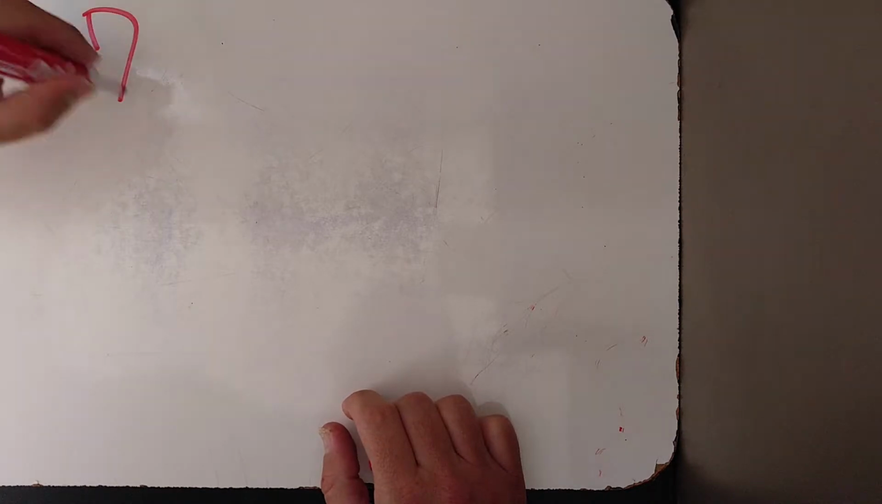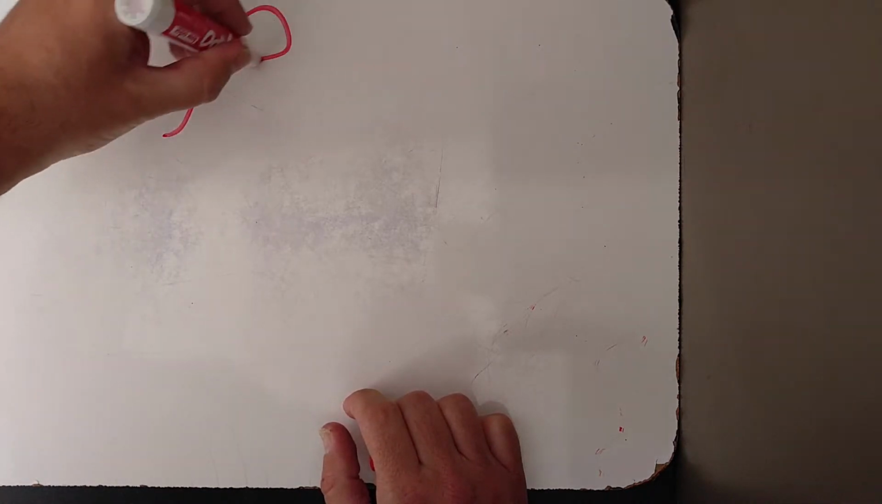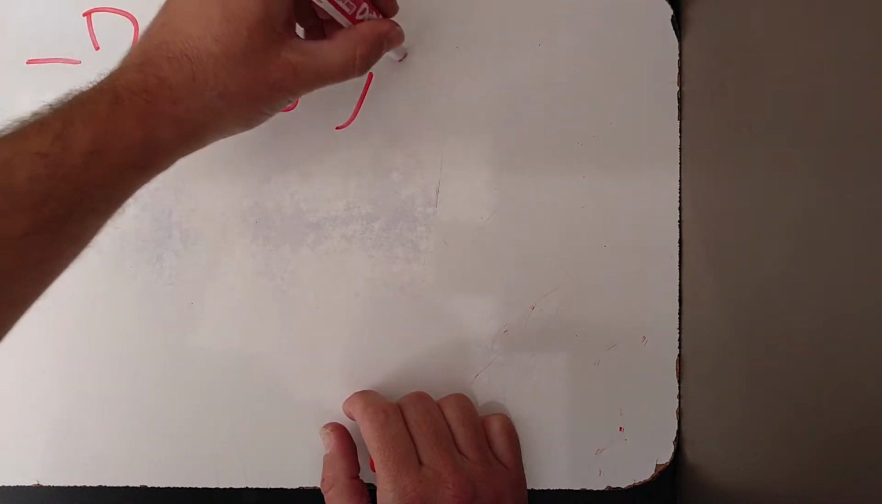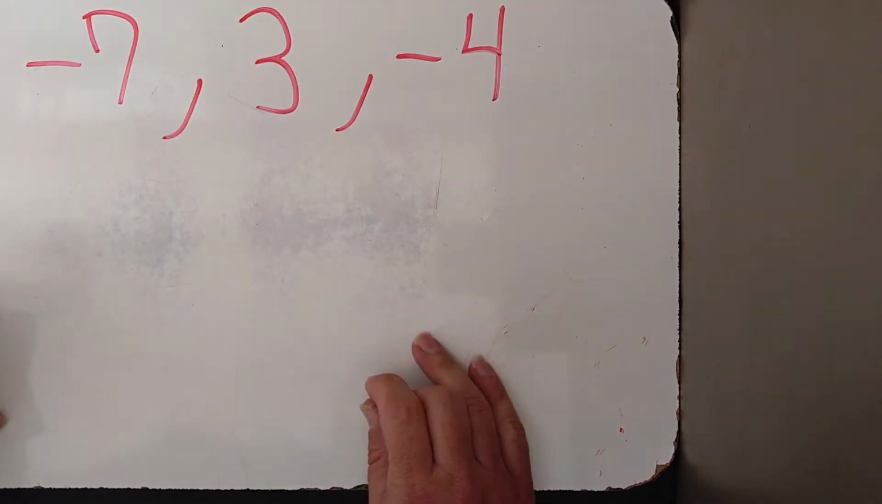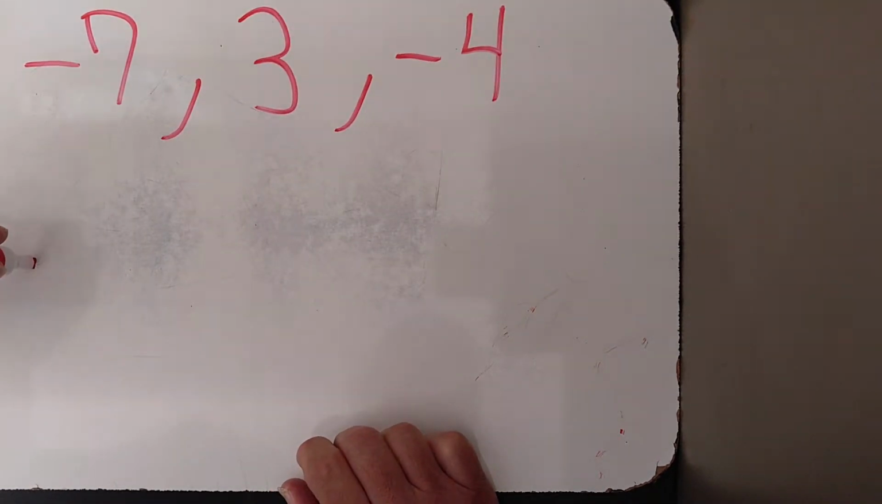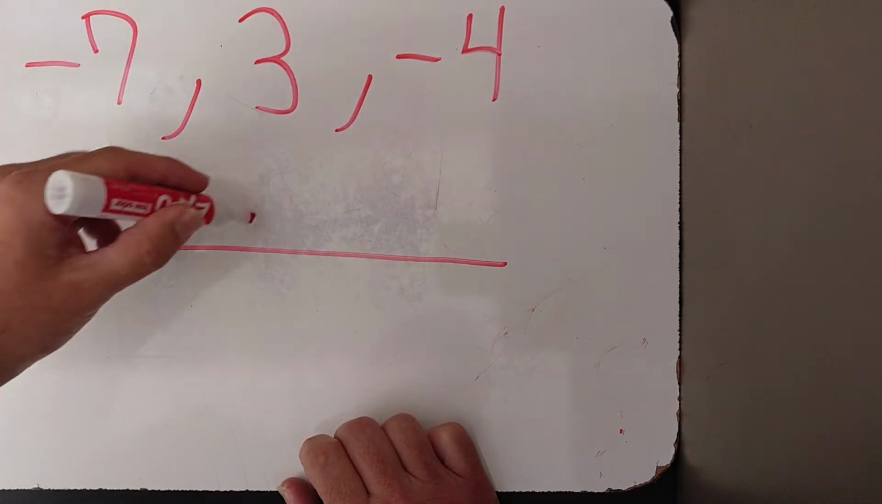Similar process if you had multiple numbers like -7, +3, -4. You'd once again just do a number line if you needed to order them from least to greatest or greatest to least.